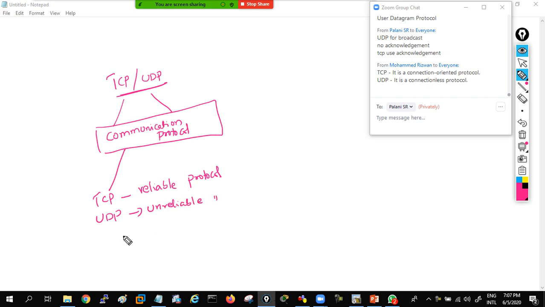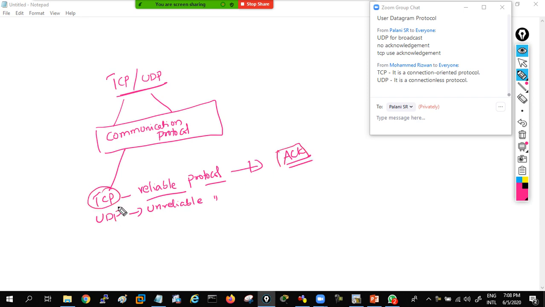What is this? Reliable means, for example, if you are using the TCP protocol to send your information to the destination, you will get an acknowledgement from the destination. The destination device will send you the acknowledgement. It says, hello dear source, I received your information. You understand, guys?